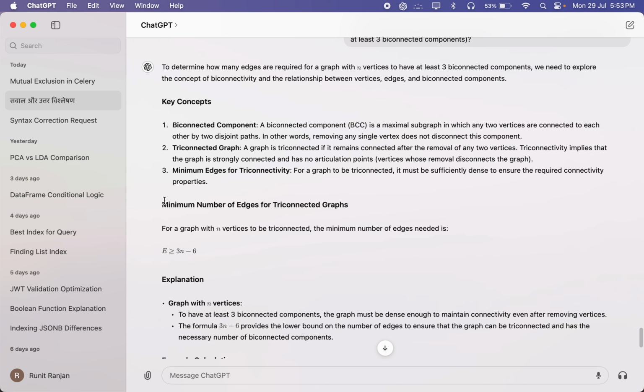So the minimum number of edges for a graph with n vertices to be tri-connected is 3n minus 6. So n here is your number of vertices. If you take the number of vertices as 3, then 3 into 3 is 9, minus 6. So basically you need at least 3 edges if you have 3 vertices. And that does make sense, if you want to keep it tri-connected.